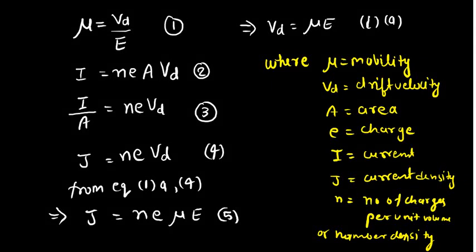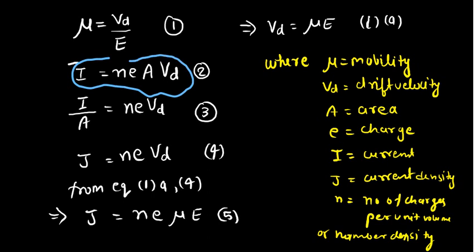Welcome. In this section, we are going to discuss drift current. So, let us first talk about mobility. Mobility of a charge carrier is defined by drift velocity upon electric field. And current will be given by I equal to NEA into drift velocity.